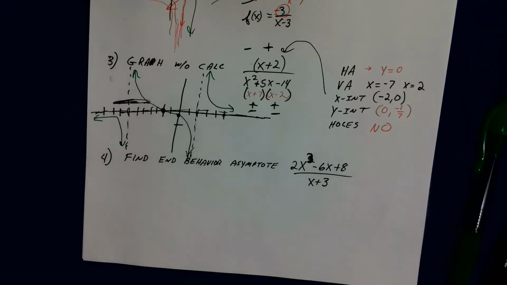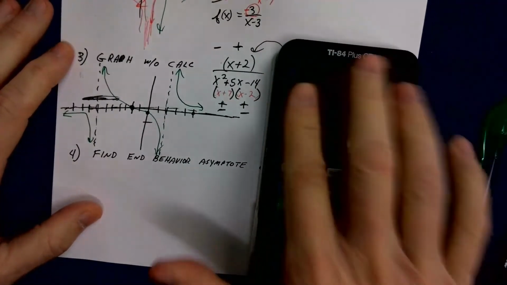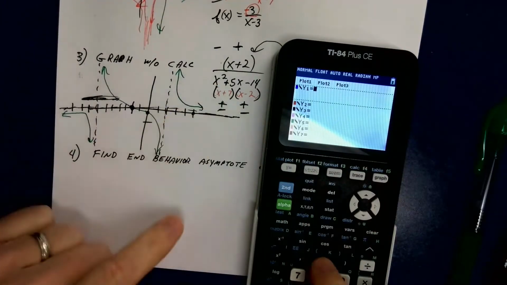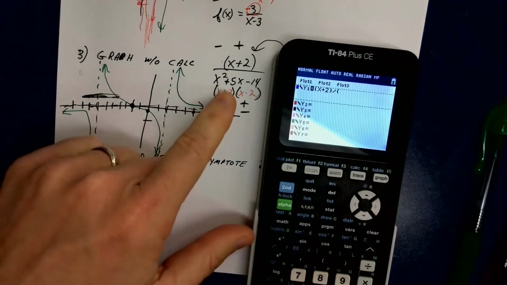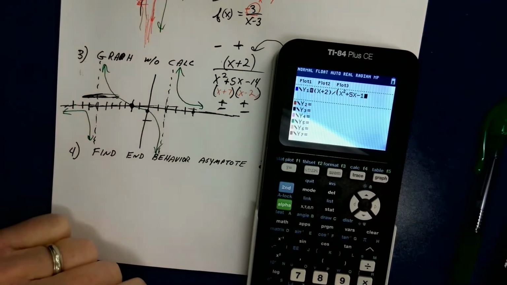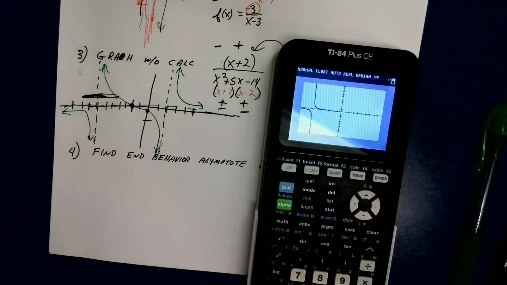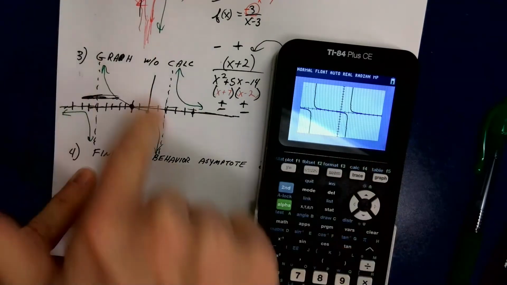But first off, I want you to know whether or not I did all this stuff right. Is all of this stuff true? Again, haven't used my calculator yet. I'm going to go ahead and pull it out here. Go to my y equals, hit clear. Parentheses, x plus 2 is my numerator, divided by parentheses, x squared plus 5x minus 14, close parentheses, zoom 6. Dang, that looks pretty much like that.